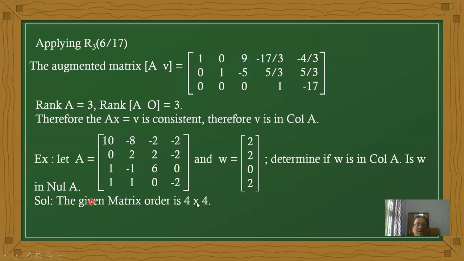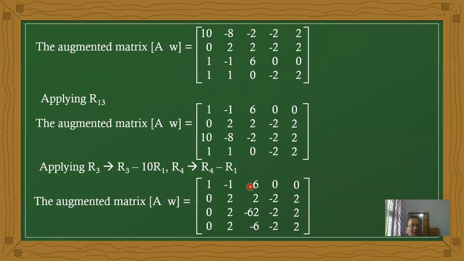The given matrix has 4 rows and 4 columns, so the matrix order is 4 by 4. Now W has 4 entries. Therefore, W is in null A. What about column A? For calculating column A, first I am taking the entire A value, 10, 0, 1, 1, first column.